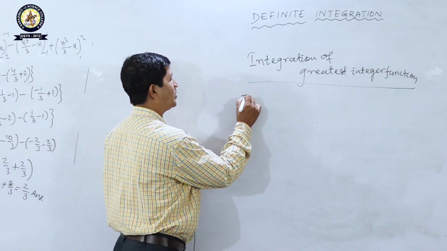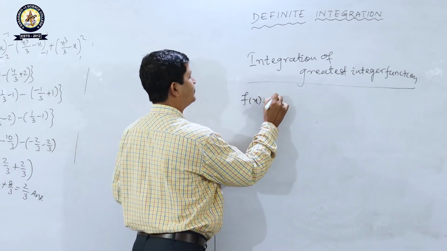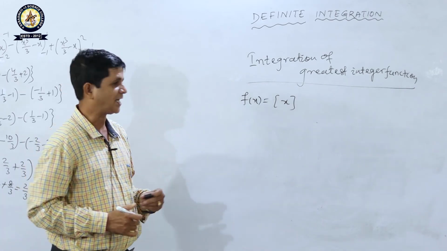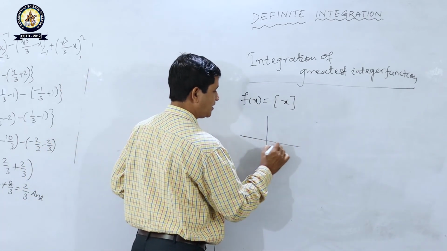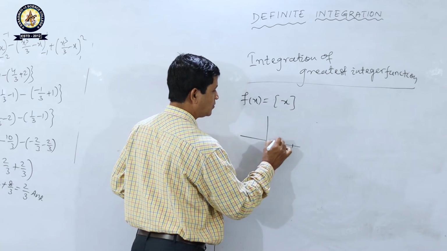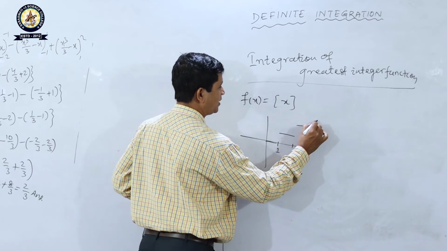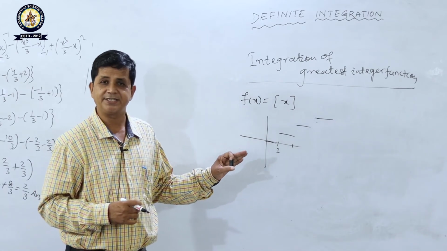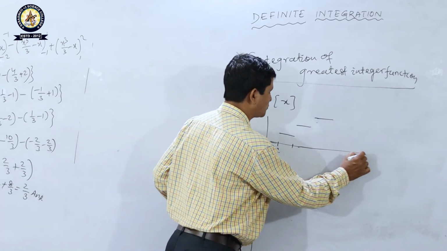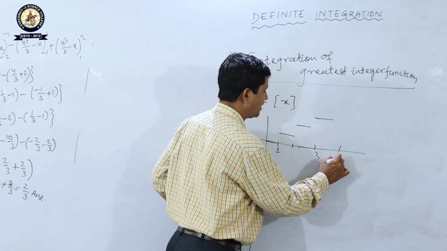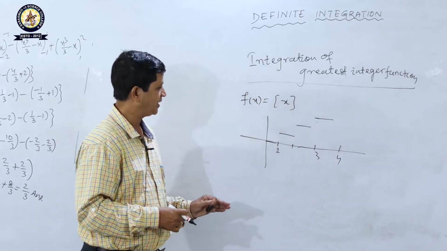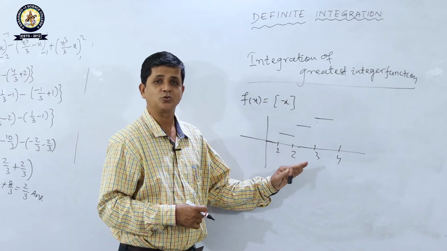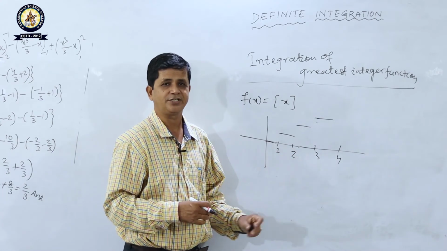Look at the graph of the greatest integer function, bracket x. Its graph is just like this: 0 to 1, 1 to 2, 2 to 3, 3 to 4, and so on. It means the greatest integer function is always discontinuous at every integer point. You integrate 0 to 1, next 1 to 2, next 2 to 3, next 3 to 4, and so on. Right?